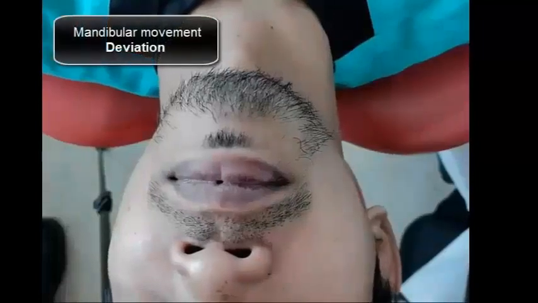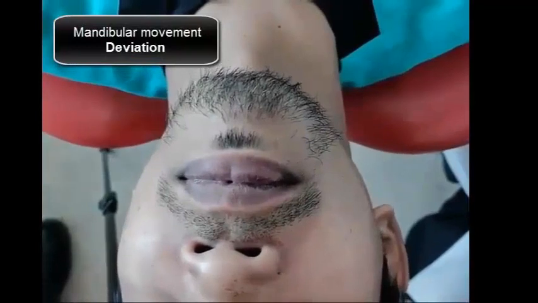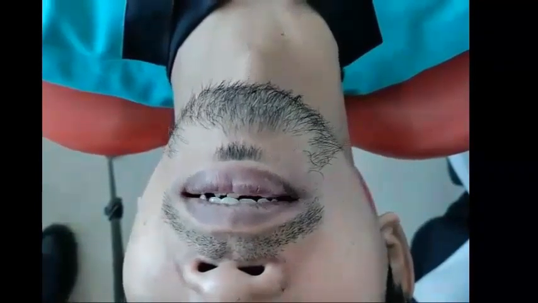Mandibular movement. Ask the patient to open and close his mouth several times. Pay attention to the jaw movement during opening and closing. Note down if there is any deviation of the jaw during this movement.